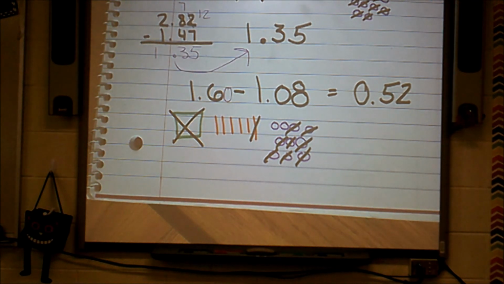Please check yourself using standard algorithm subtraction. Please make sure if your homework asks you to use picture representations that you do so. You can check your work with standard algorithm, but I want to see those picture representations.